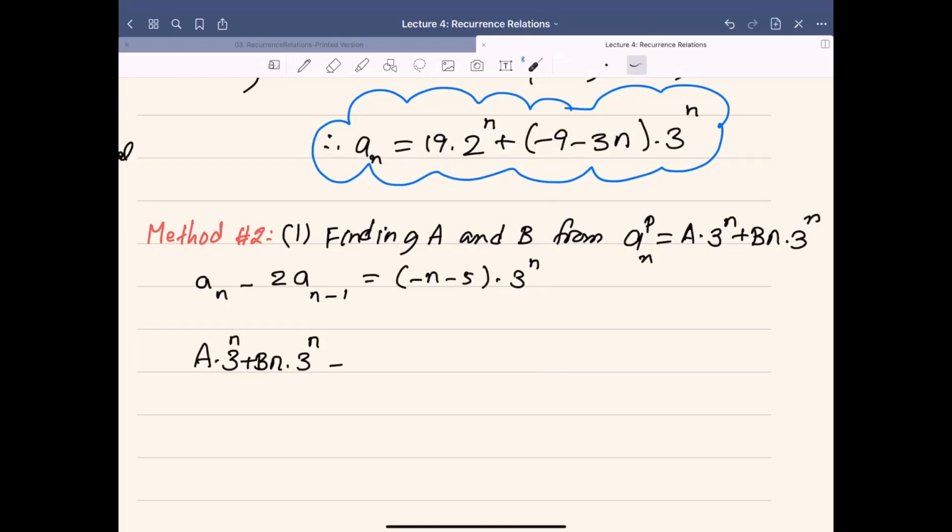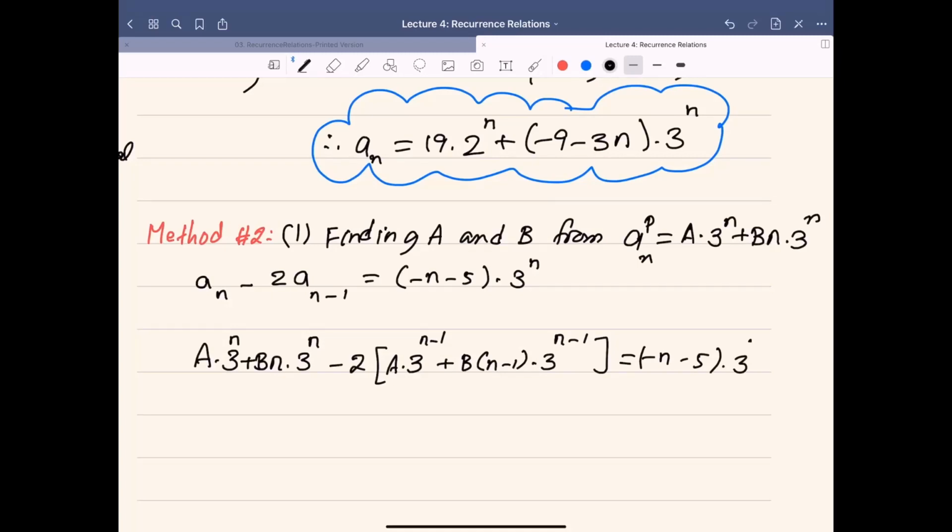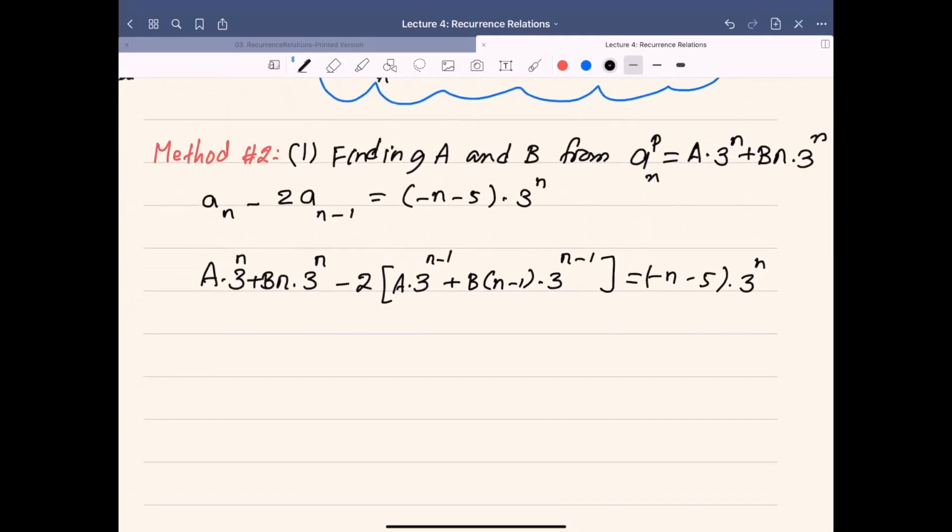This is for a_n, minus 2. Now we will put the equation for a_(n-1) from here. So what is the equation for a_(n-1)? It will be A times 3^(n-1) plus B multiplied by (n minus 1) times 3 raised to power n minus 1, equal to minus n minus 5 times 3 raised to power n. We need to simplify it.